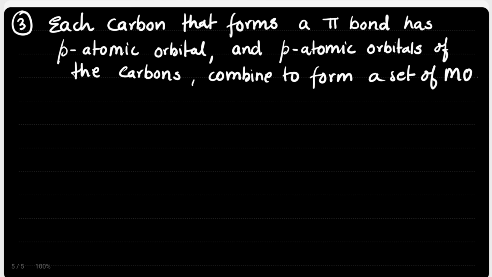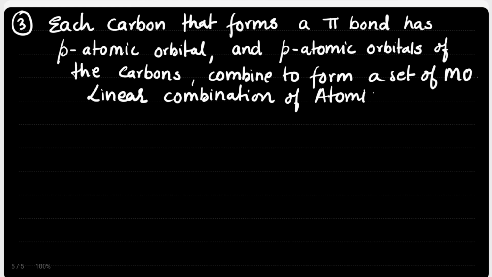Thus, molecular orbitals can be described by the linear combination of atomic orbitals. It means one pi atomic orbital of one carbon atom and another pi orbital of another carbon atom combine with each other and you get a set of molecular orbitals. So this combination is called the linear combination of atomic orbitals, also called LCAO. LCAO is responsible for forming the molecular orbitals.